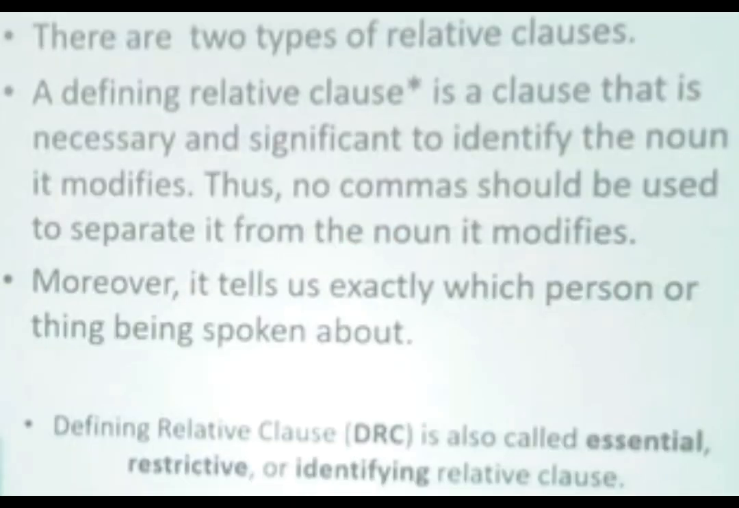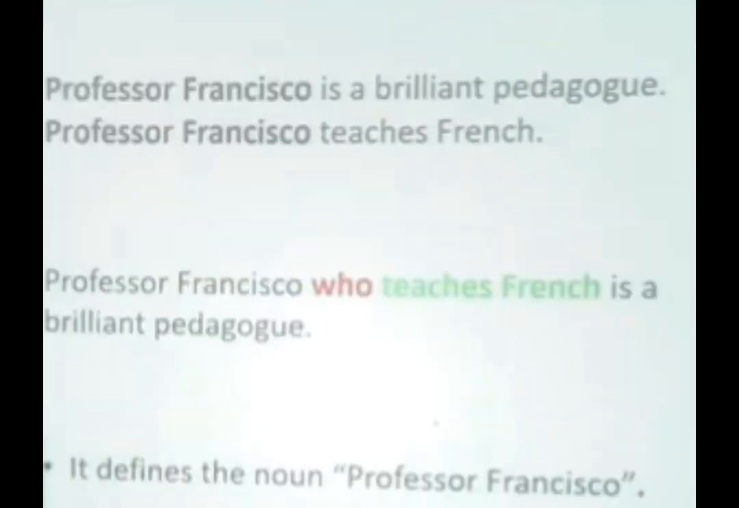There are two types of relative clauses. This is the focus of this lesson. This is what we call a defining relative clause, and another one is a non-defining relative clause, that we are going to see later on. So a defining relative clause, like this example, who teaches French, is very important, and then we don't need a comma here to separate it from the main clause.